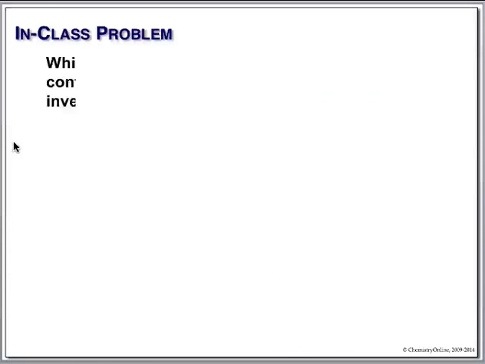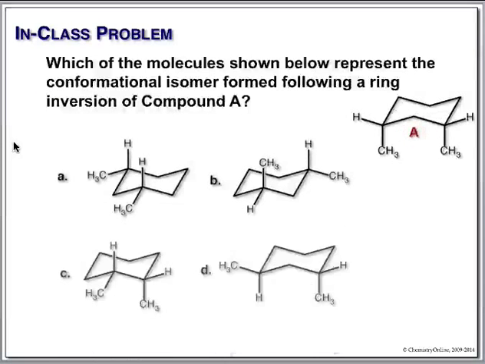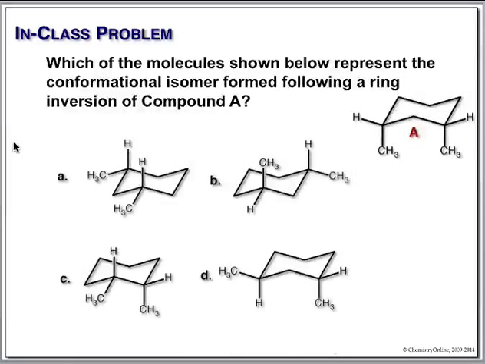All right, which of the below represents the isomer form when we invert A? So if we do a ring flip on A, what do we get? Are you showing a ring flip in any of those answers? Because they're both on the same side. Well, these are both on the same side, they're cis, that's right. The ring isn't changing. But when they flip, we're still going to have methyls 1 and 3 that are cis. So, the question is, which of these are methyl groups 1 and 3 and cis?